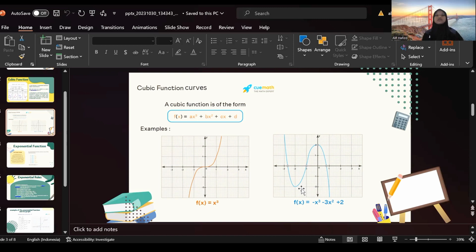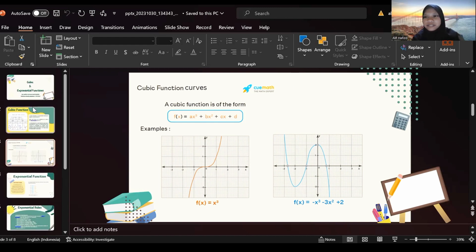So that's all for today's maths, and I'm really sorry if there are some mistakes, because I do not have a good reference about this material, and also we all learn together. I will make it better maybe next time. So that's all from me.